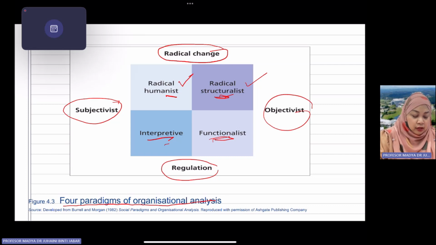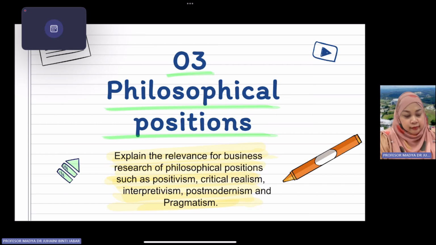So let's look at the philosophical positions that are in the research onion. We will look into positivism, critical realism, interpretivism, postmodernism, and pragmatism. So there are five management philosophies. If you look into the research onion, it is the outer layer of the onion. Let's have a look at the research onion in your textbook, on page 130. You look at the outer layer, so there's positivism, critical realism, interpretivism, postmodernism, and also pragmatism.